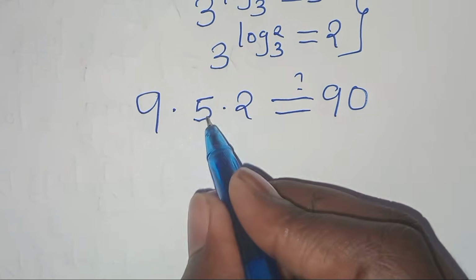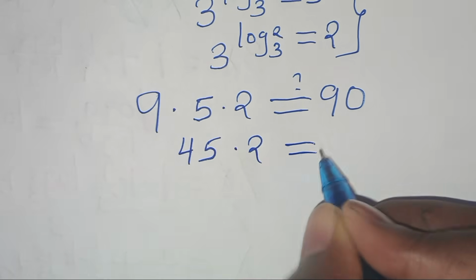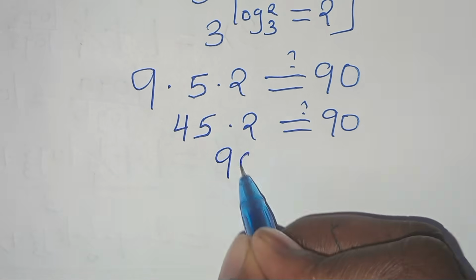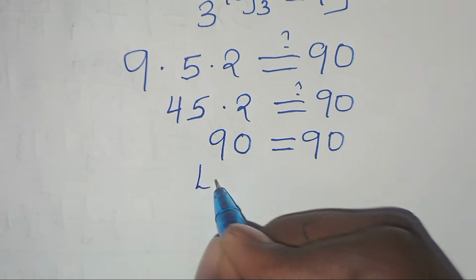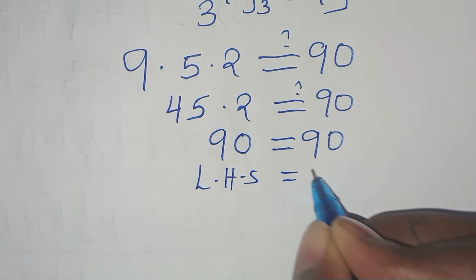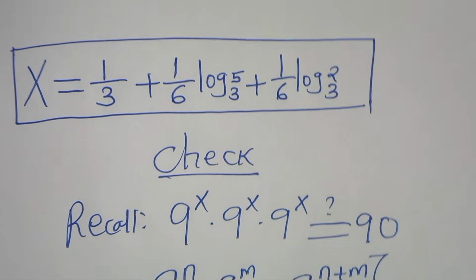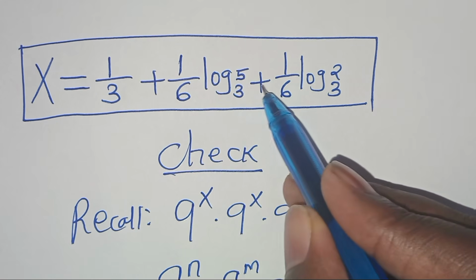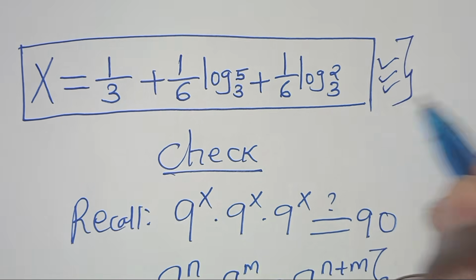So this means that 9 times 5, this is 45 times 2. This should give us a value of 90. 45 times 2, this is equal to 90, which is equal to 90. So this implies that the left hand side is equal to the right hand side. And this affirms that the value of x, which is equal to 1 over 3 plus 1 over 6 log 5 to base 3 plus 1 over 6 log 2 to base 3 actually satisfies the equation.